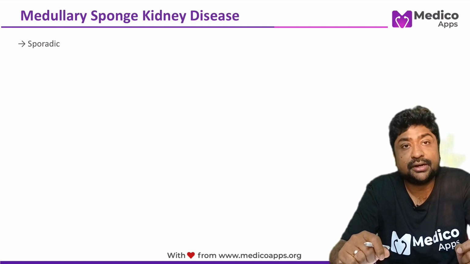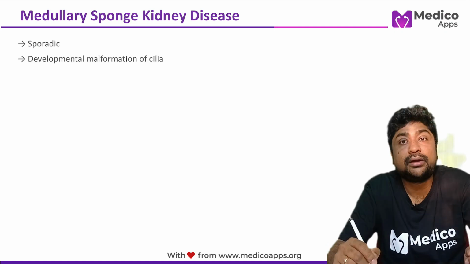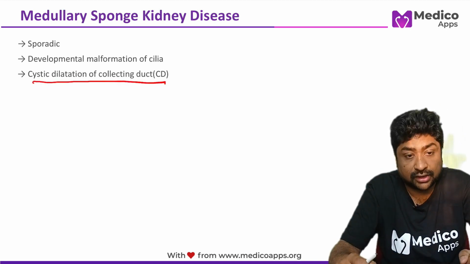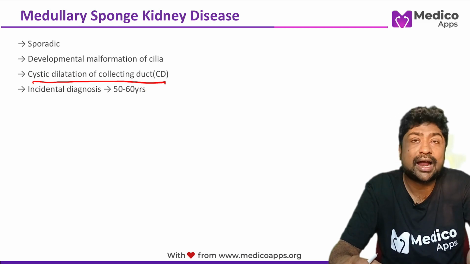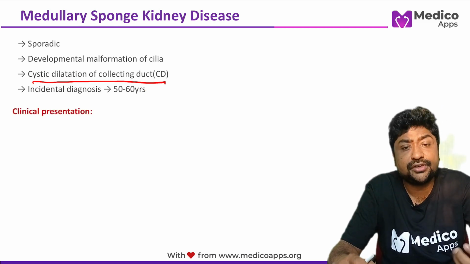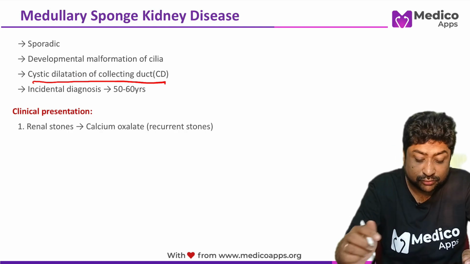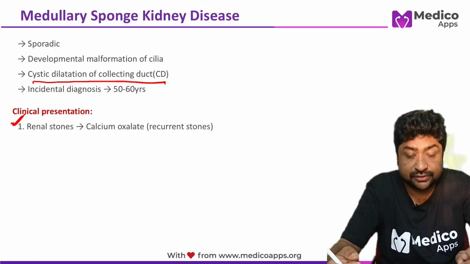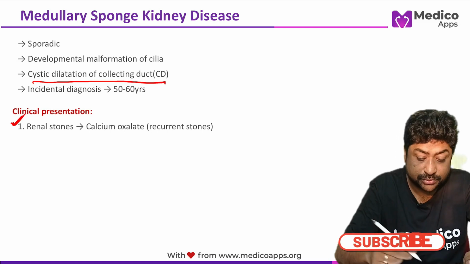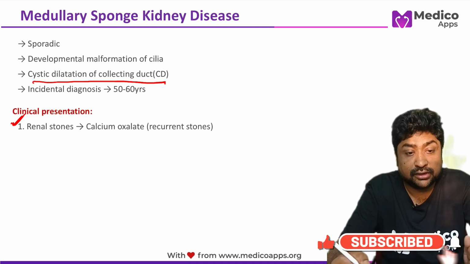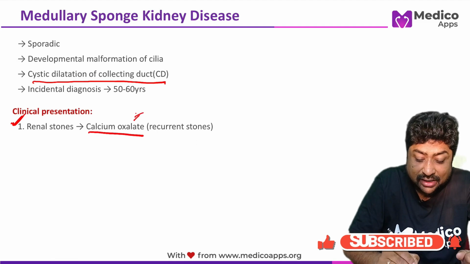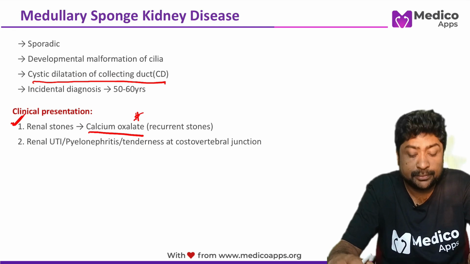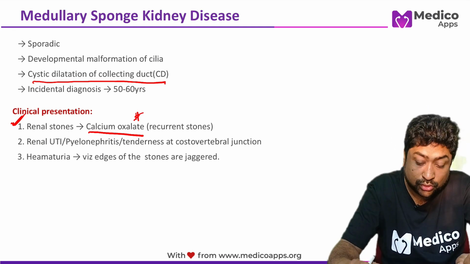Medullary sponge kidney disease is basically sporadic, and there is a developmental malformation of cilia, because of which there is a cystic dilatation of the collecting ducts. It is generally an incidental diagnosis at the age of 50 to 60. What are the clinical features you will find when you take a history? One of the most critical clinical features will be renal stones. These patients will have very frequent formation of renal stones because there is a defect in the collecting ducts, and these stones are most commonly calcium oxalate stones. Because of this, you can also have a history of UTI, pyelonephritis, and tenderness at the costovertebral junction.